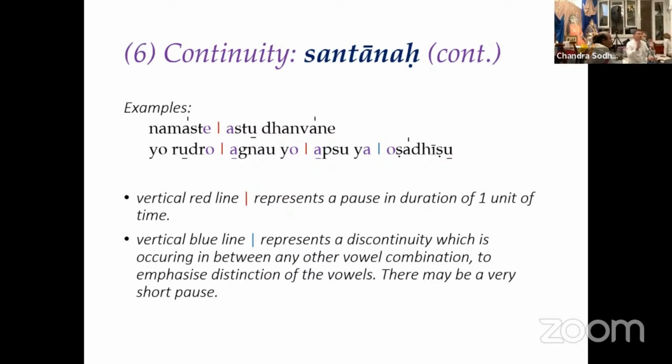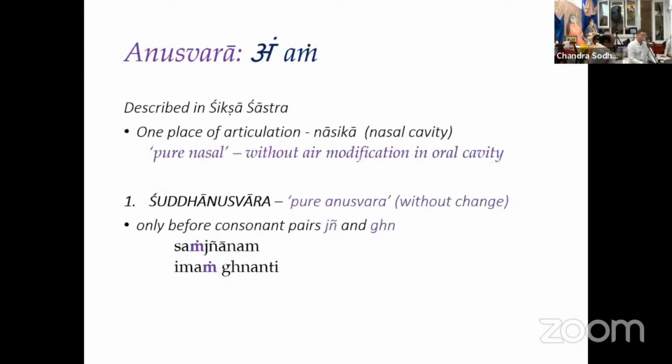In any other combination of vowels, there should be a slight pause, because we should not chant apsuyao. It should not happen that we have this continuity, yao, but apsu, yao. So it should be a bit of a break between those two words, okay? And this is what I said: the vertical red line represents a pause of one unit in duration, and the blue line is any other combination of adjacent vowels.